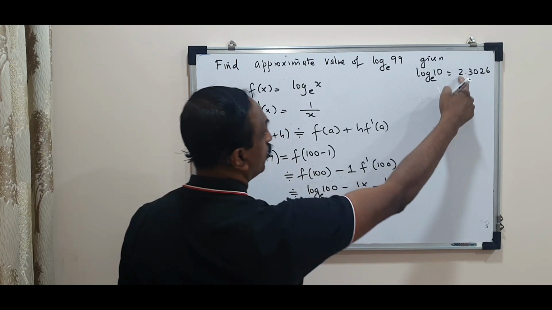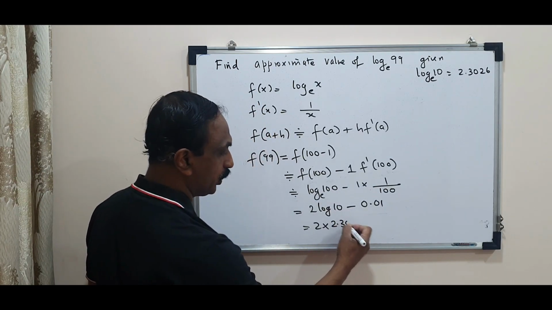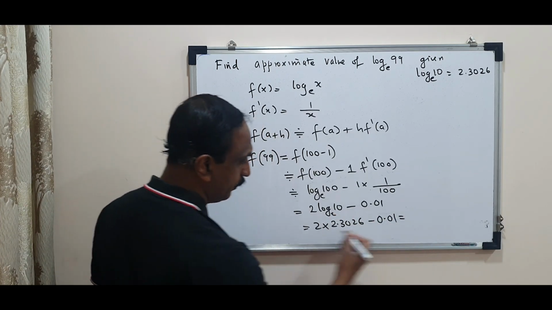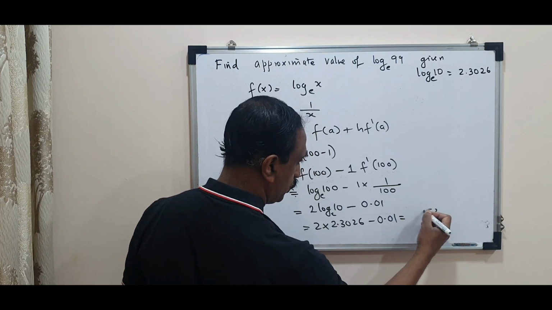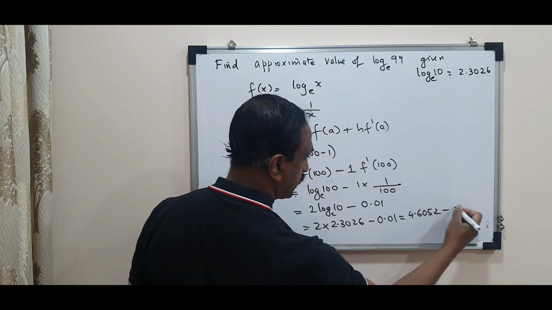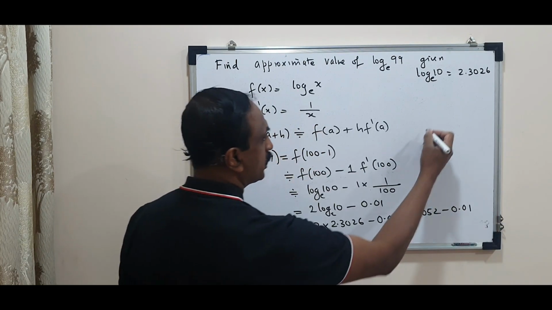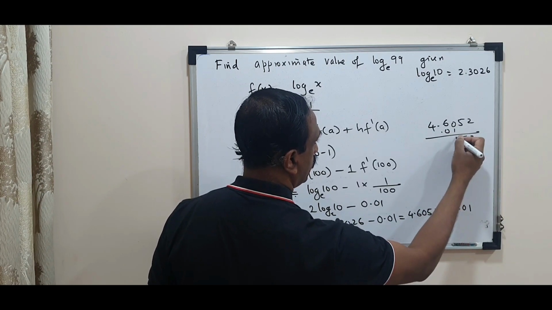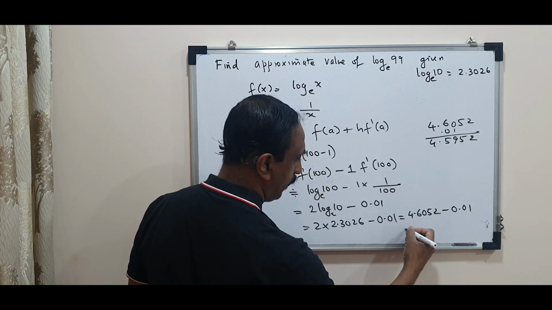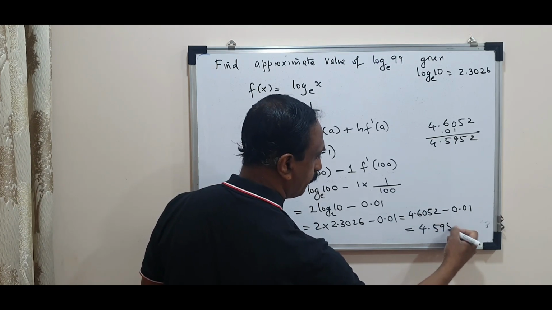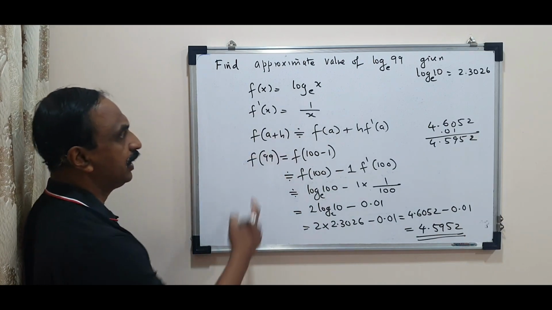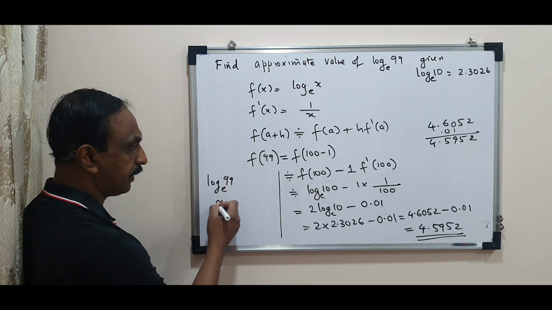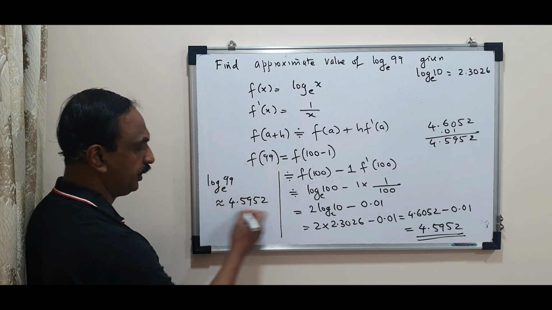That is 2 into log 10, which is 2.3026. Remember, log to the base e, it is minus 0.01. So that is 4.6052 minus 0.01. So your approximate value is 4.5952. So for my final answer, log 99 to the base e is approximately 4.5952.